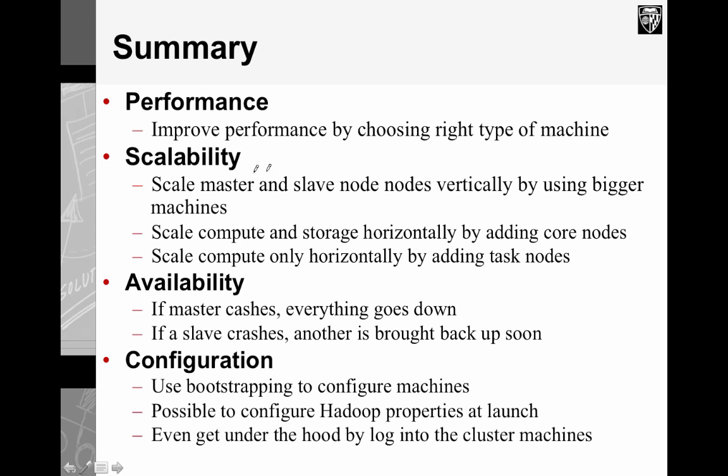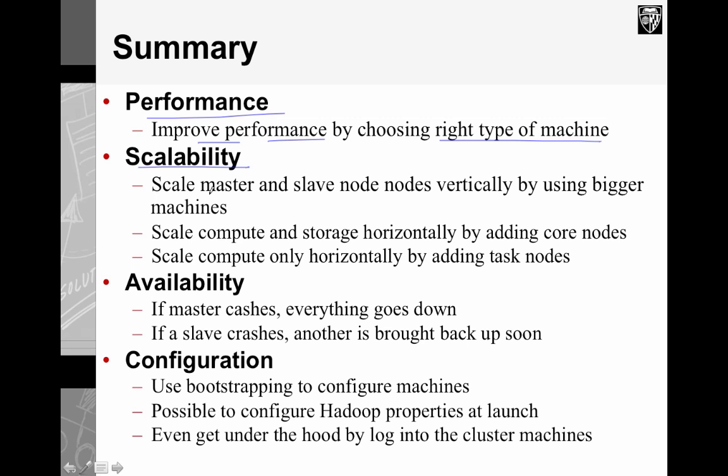In summary, when it comes to performance, you can improve the performance of your cluster by choosing the right type of machine. Don't forget there are different kinds of machines, different profiles of machine in AWS. You can choose the right one to get the right performance for your cluster. In terms of scalability, don't forget there are two kinds of scalability. There is vertical scalability and there is horizontal scalability. Master can be scaled only vertically. Slaves can be scaled both vertically and horizontally.